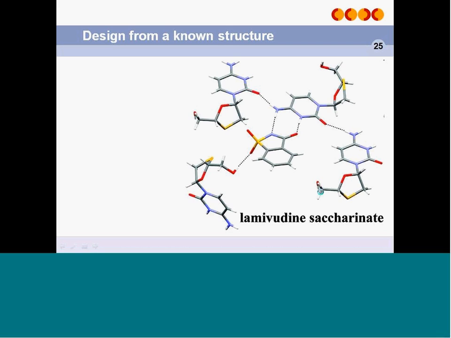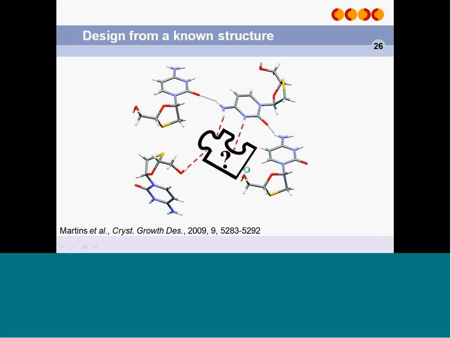In the lamivudine saccharinate case, we have this deprotonated saccharinate counterion in the center, and it interacts with the host framework via these three hydrogen bonds. In the research study by Martins, they proposed that if we take out this saccharinate and find something else that forms hydrogen bonds in the same manner and fills the same space, we should be able to retain the host framework but still produce a new solid form with potentially new properties. So what we're doing is using some method to try and find a jigsaw piece that can fit into this puzzle, retaining those hydrogen bonds.